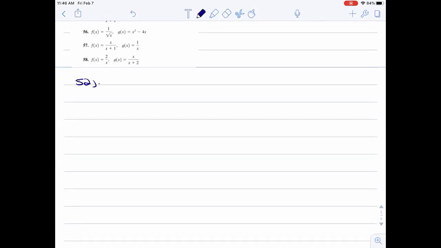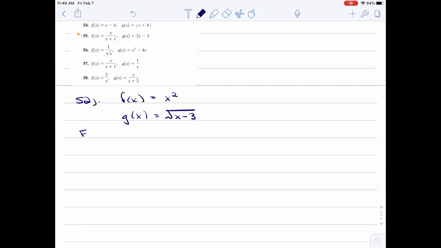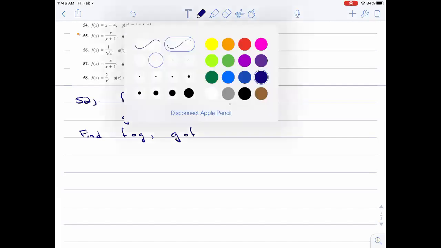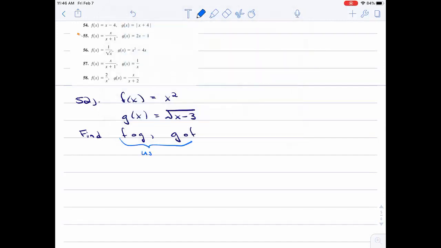So 52 says that f of x is x squared, and g of x is the root of x minus 3. We're going to find f composed with g, g composed with f. What we'll find is that these two things are often not the same thing, right? Usually not the same thing. These are usually different functions. f composed with f, and then g composed with g.